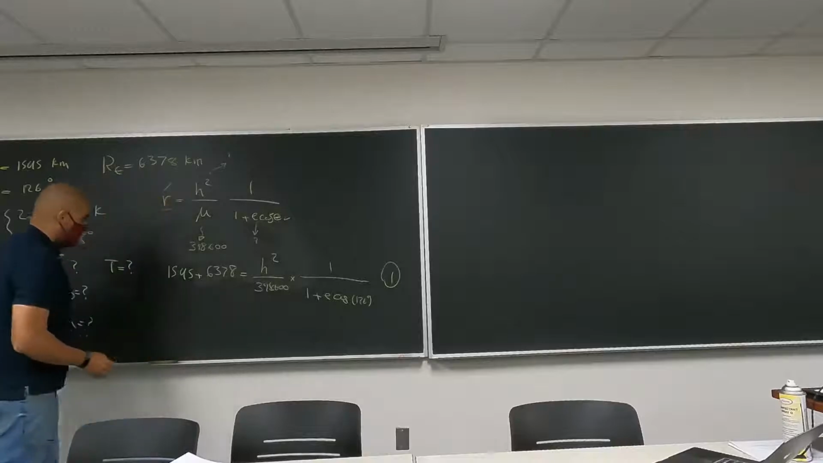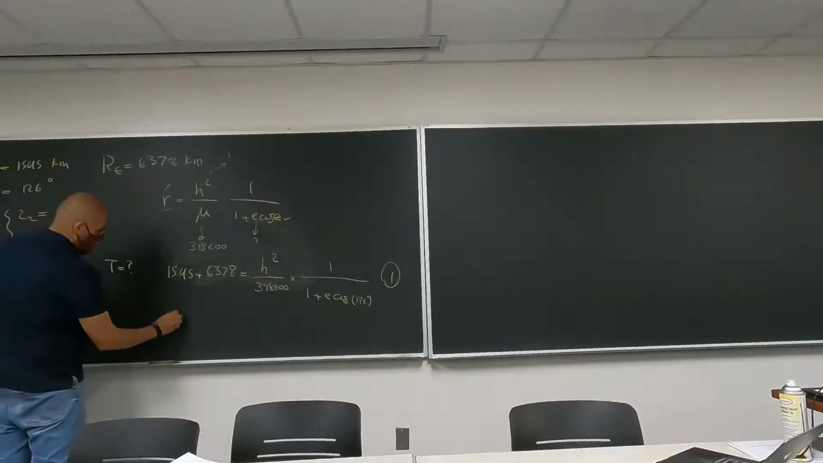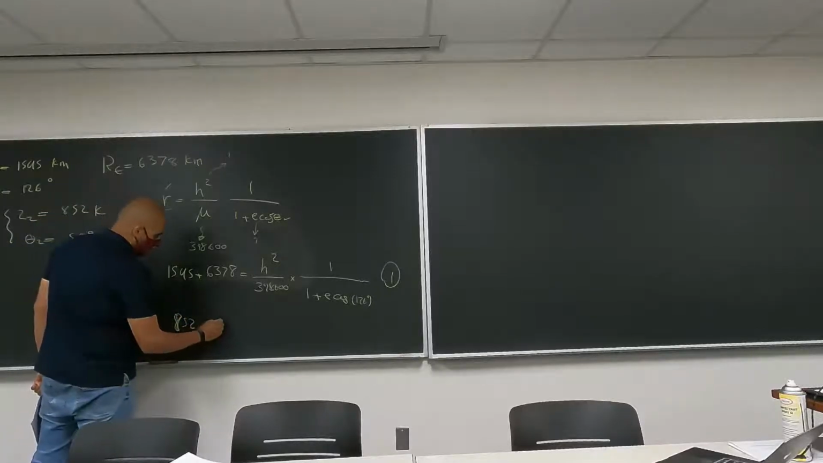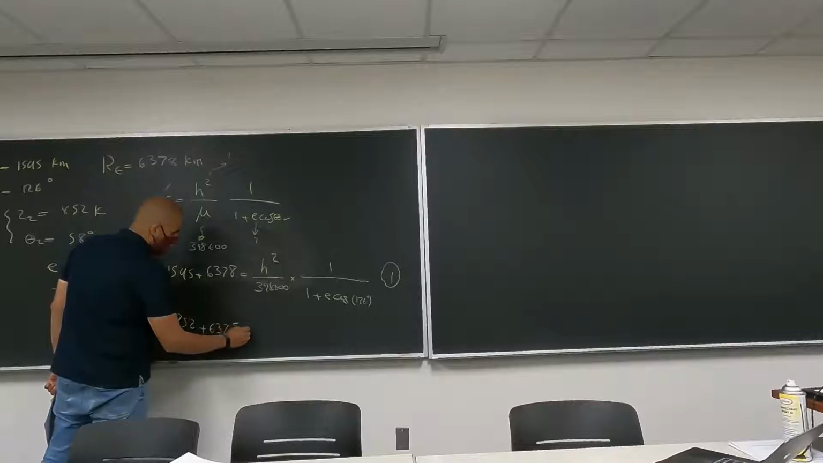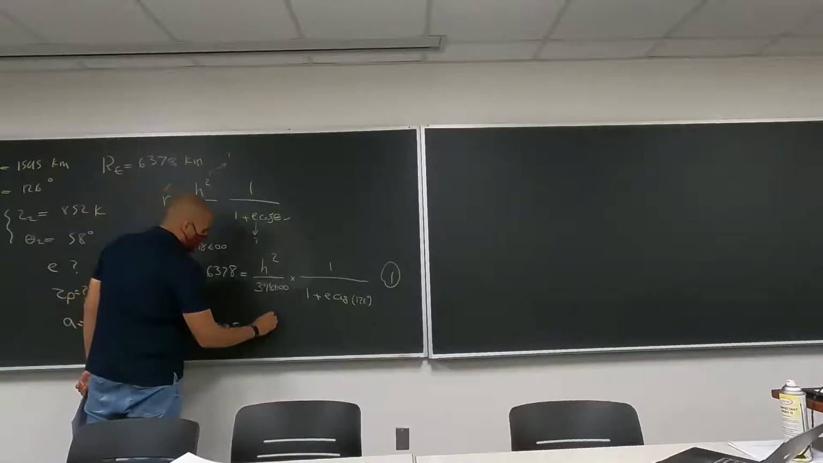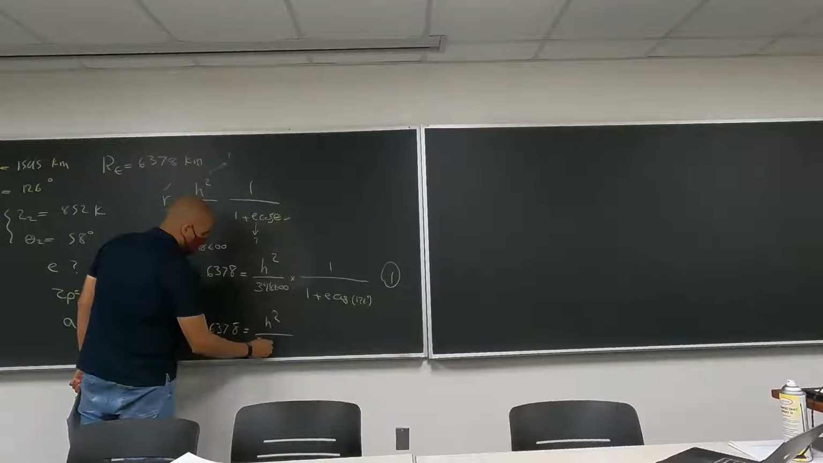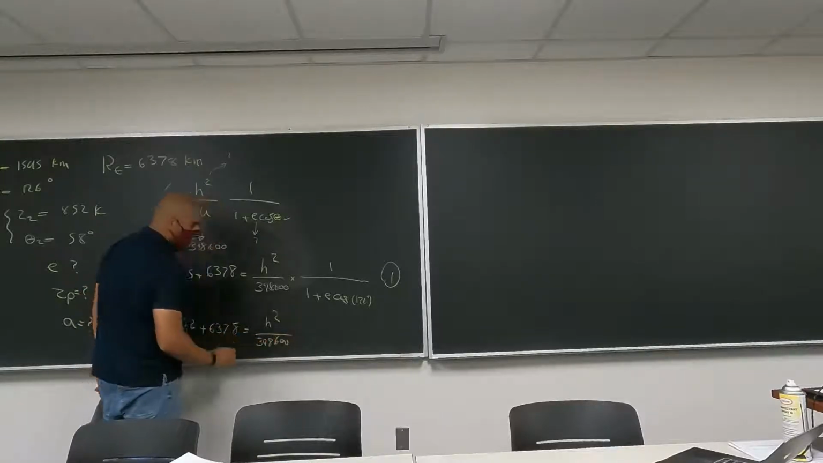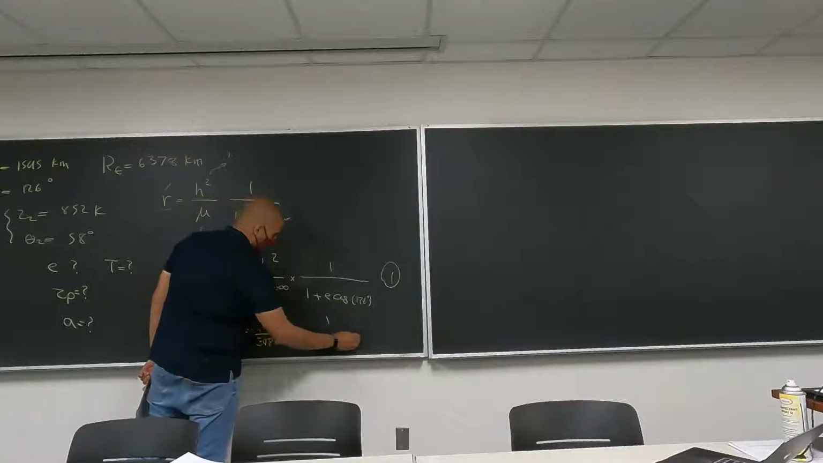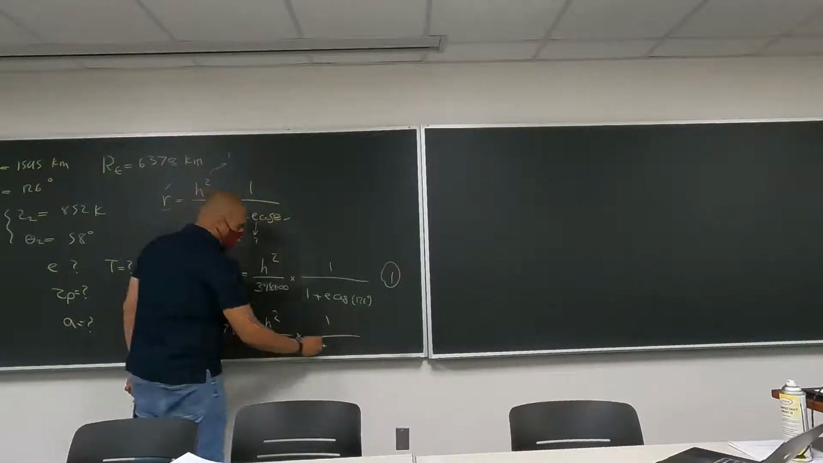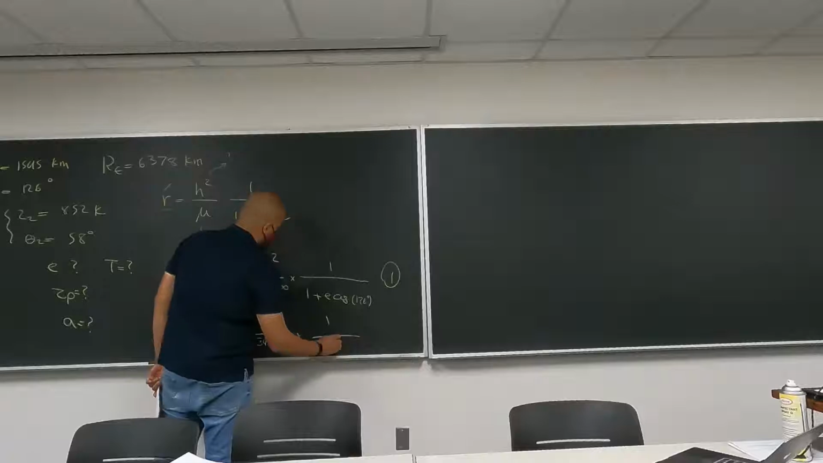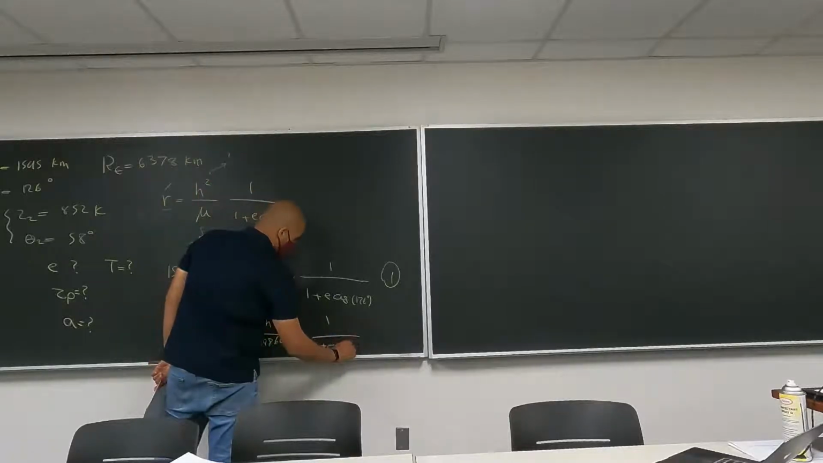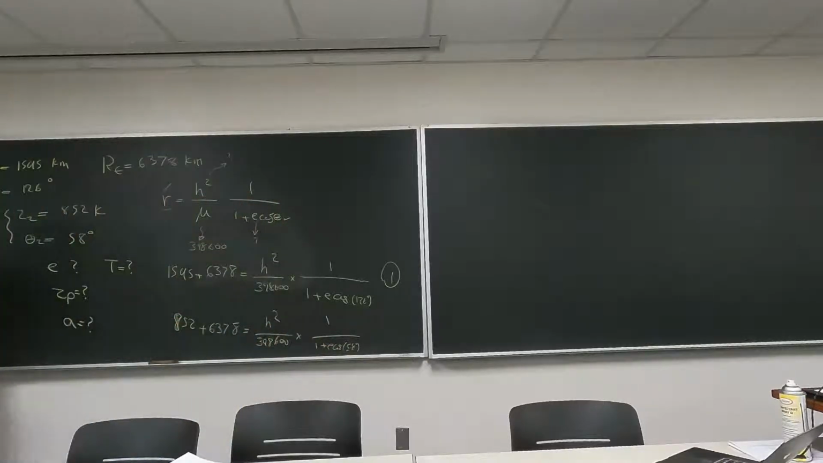Your second equation is going to be 852 plus 6,378 equals h squared divided by 398,600 multiplied by 1 plus e cosine of 58 degrees, right? These are pretty simple to calculate. We can find the two equations we need.